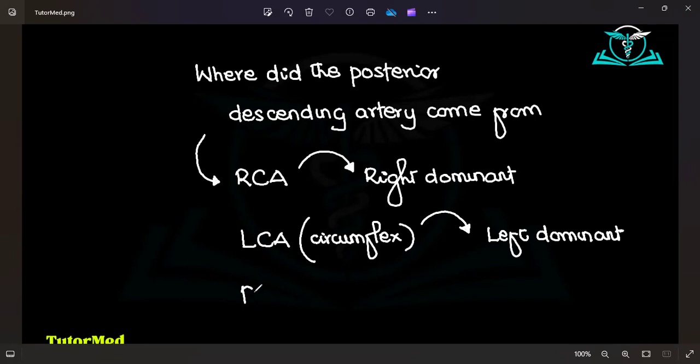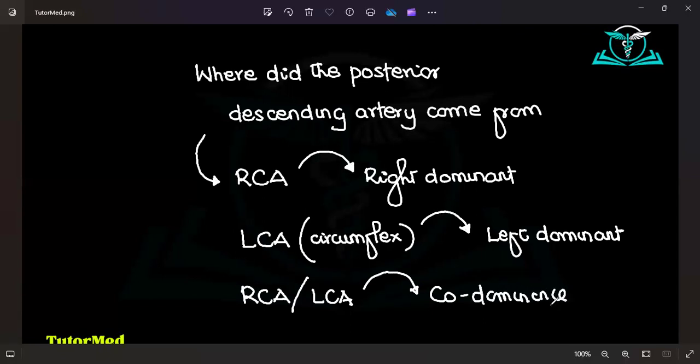But if both contributed, this concept is not so common. It's very rare. It's usually right dominant or left dominant, but some books have documented codominant. But I want you to understand that codominance is not really something you should worry your head about. But it is possible for someone's PDA to be contributed by both the right and the left. Please, do you get this concept?